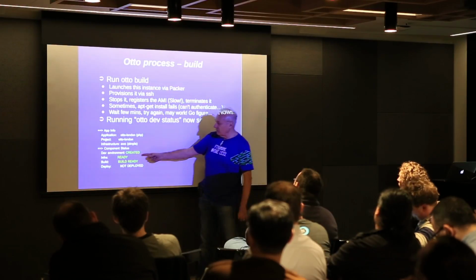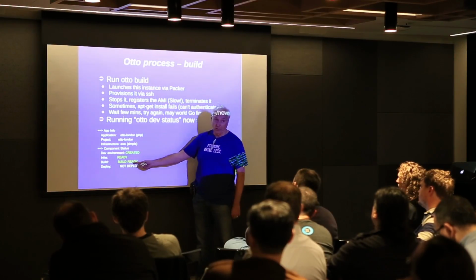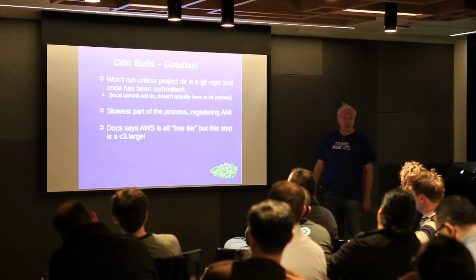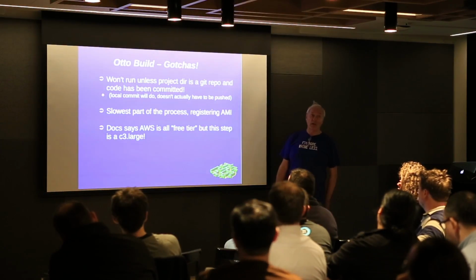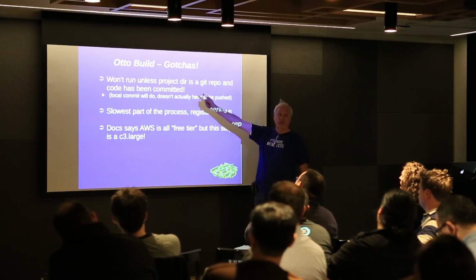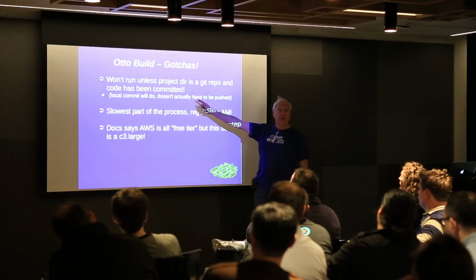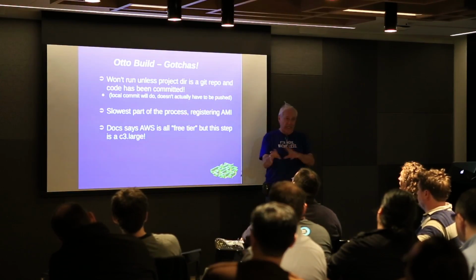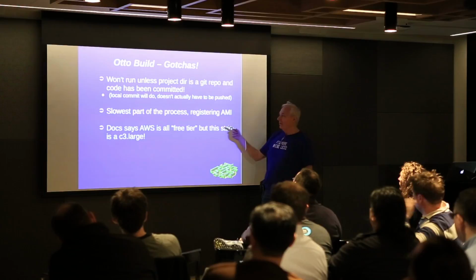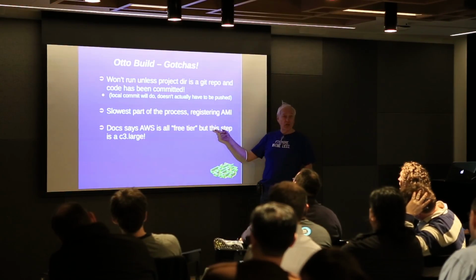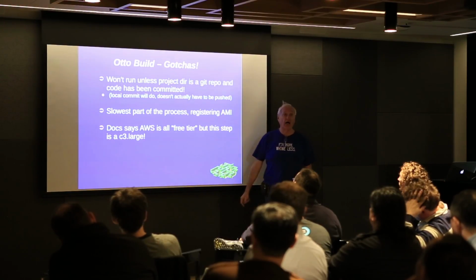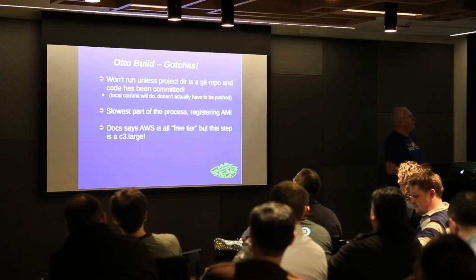So now when you run status, you did your dev environment, you've done your infra, and you've done your build. Now, I won't be demoing that tonight because it takes about 20 minutes because of how long it takes to register the AMI. It seems to be getting slower and slower. This is the bit that doesn't work unless your project directory is a Git repo and it's been committed. You can just do a local commit, so you can just do git add, git commit, that's enough, it's happy. And it's very slow, and the docs say all the stuff you can try is free tier on AWS, but actually this step kicks up a C3 large. Okay, but I don't call that a free tier instance.